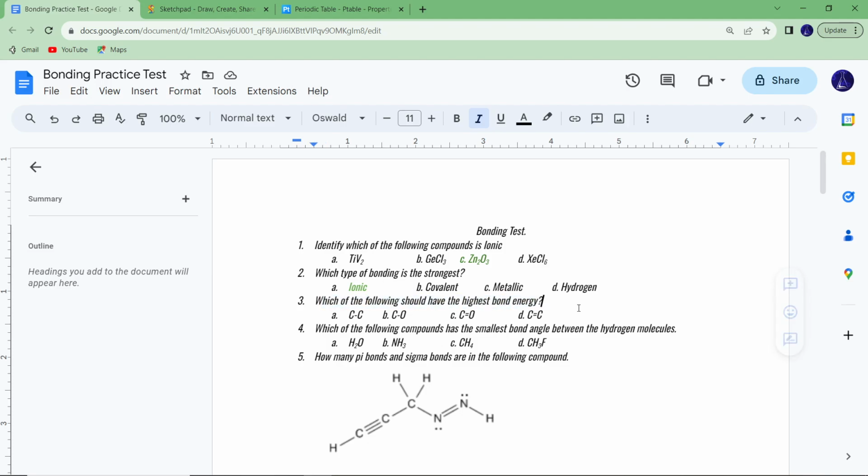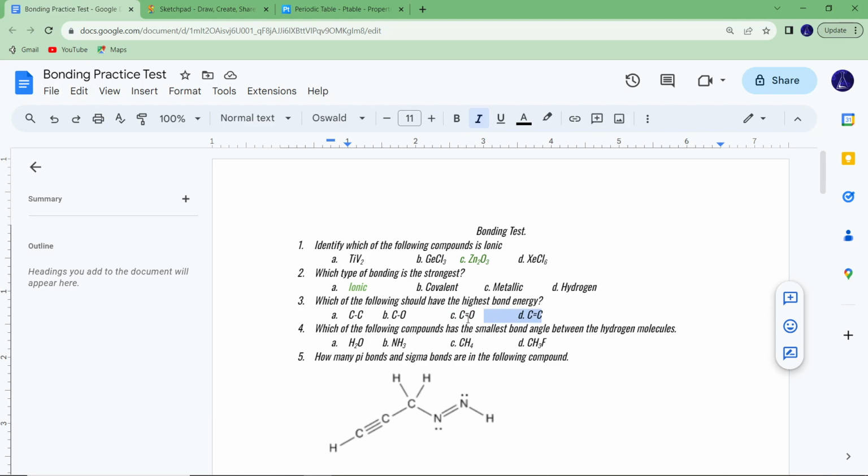Next one, 3. Which of the following should have the highest bond energy? Okay, and this is going to be a case where we're going to look at two things. The first thing that we're going to look at is that we have single bonds and double bonds. So we're going to take a look at that, and we know that double bonds have more energy than single bonds.